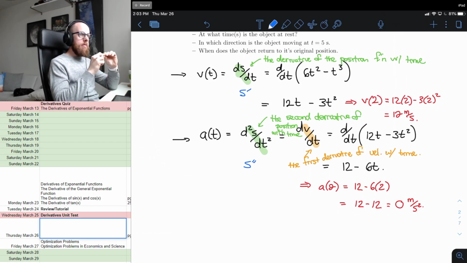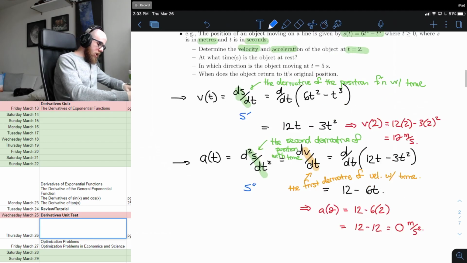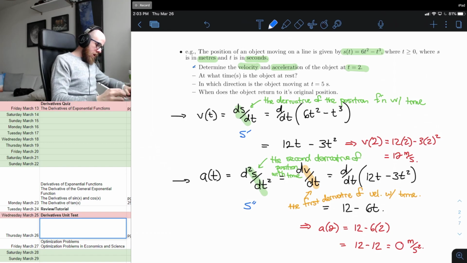Okay. So let's go back to the question here. So we answered the first one. That's good. At what time is the object at rest?